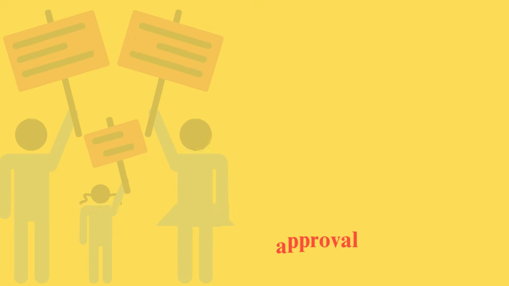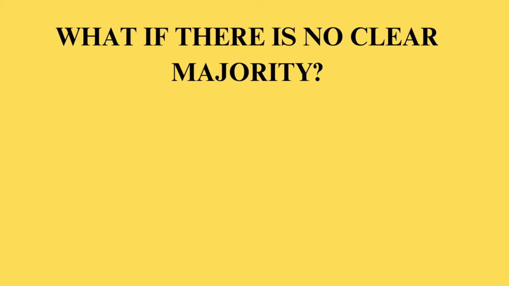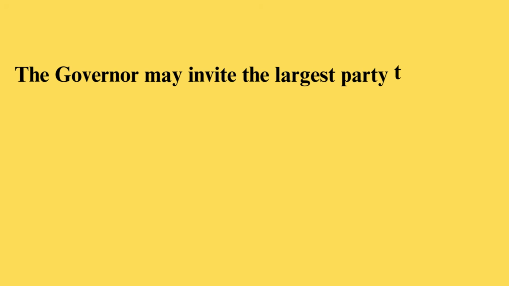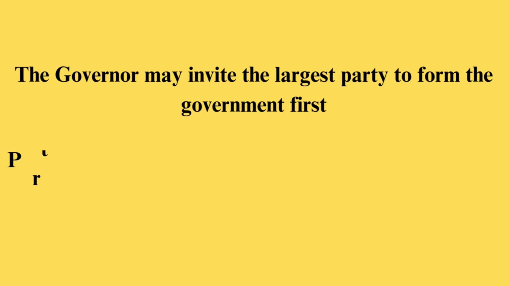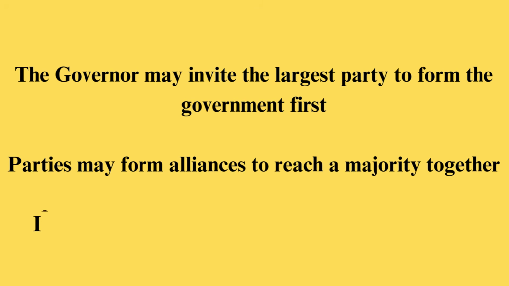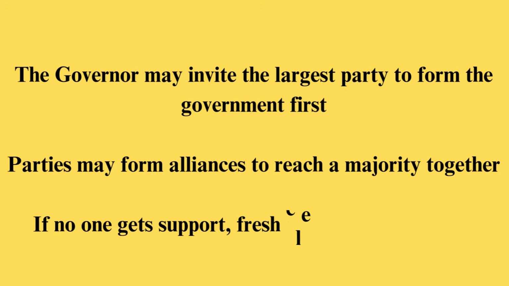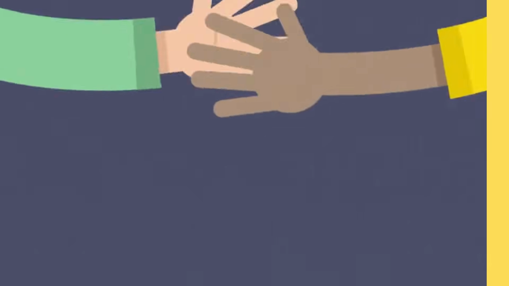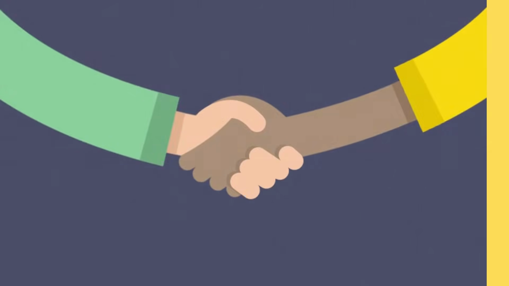What if there is no clear majority? This is called a hung assembly. Here's what can happen. The governor may invite the largest party to form the government first. Parties may form alliances to reach a majority together. If no one gets support, fresh elections may be held. That's why alliances like NDA and Grand Alliance are formed, to combine their MLA counts.